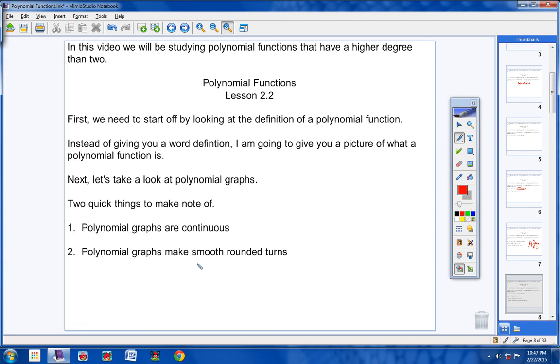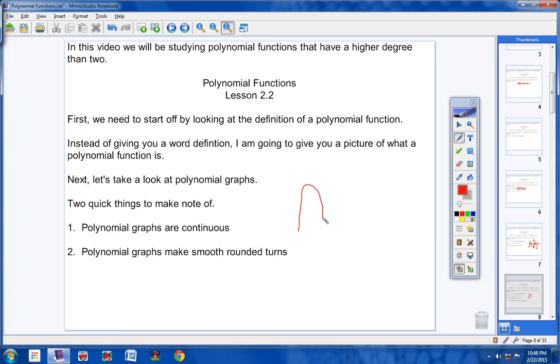Number 2, polynomial graphs make smooth, rounded turns, okay? Let me show you something about that. If I asked you to graph an absolute value function like this, you would have a V-shaped graph like this, okay? If there's a negative sign here, it'll be V-shaped, alright? Polynomial graphs will never be V-shaped. They will never take sharp, cutting turns like this so that there's a point or a vertex on the graph, okay? Polynomial graphs will always make smooth, rounded turns.